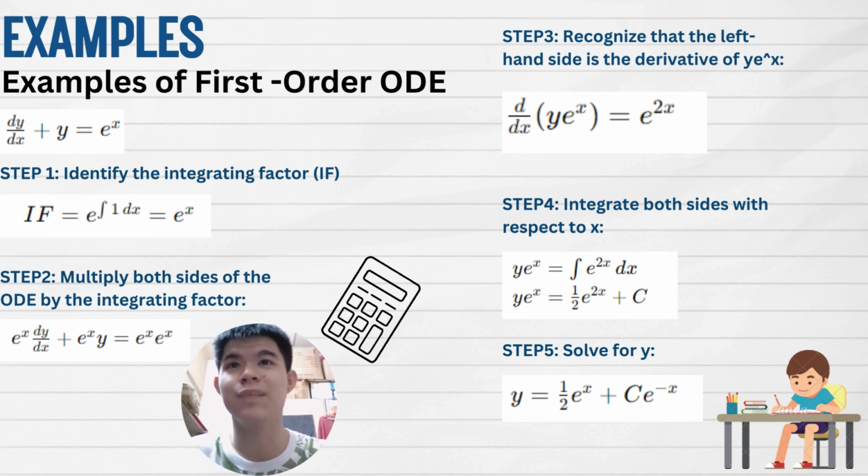Now I want to talk about an example of a first order ODE. Firstly, for a first order ODE, we need to identify the integrating factor. Second step, we need to multiply both sides of the ODE by the integrating factor. Step 3, we need to recognize that the left-hand side is the derivative of y e power x. Step 4, integrate both sides with respect to x. And lastly, we need to solve for y.